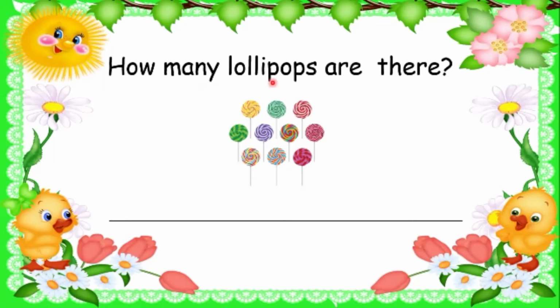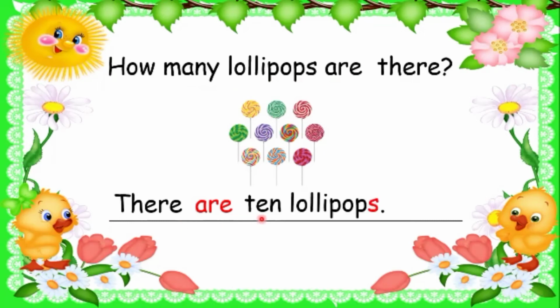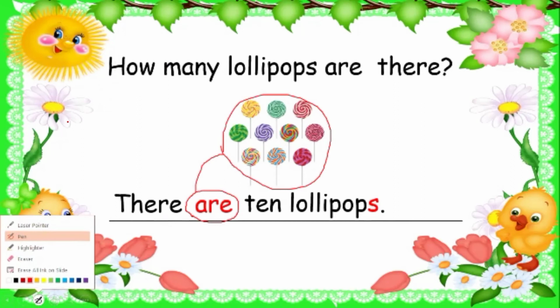How many lollipops are there? Let's count. 1, 2, 3, 4, 5, 6, 7, 8, 9, 10. So what's your answer? There are 10 lollipops. Again, kids, why are we using are in here? We are using are because we have many lollipops in your screen right now. Did you understand? Let's have another example.